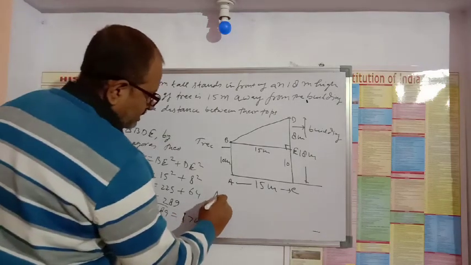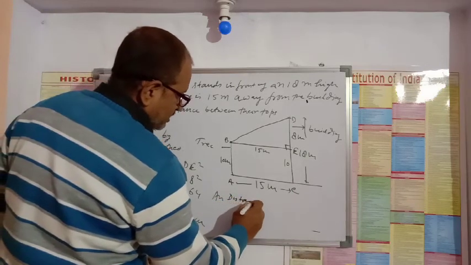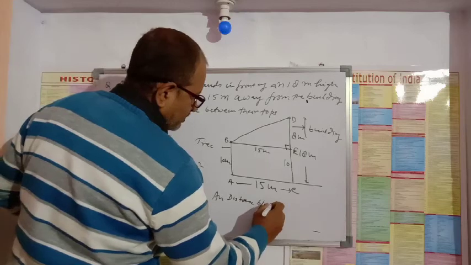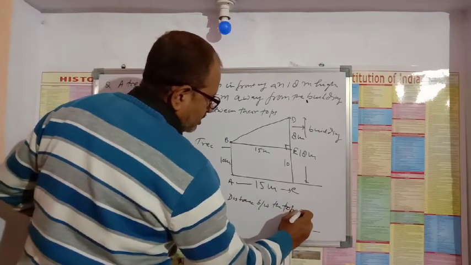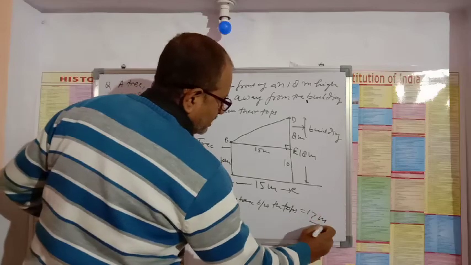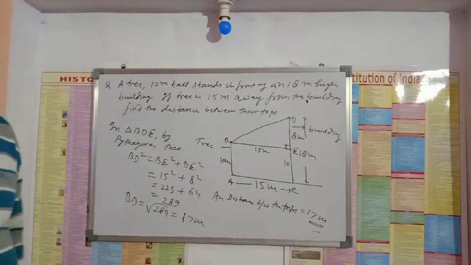So what is the answer? The distance between the tops is equal to 17 meter. So in this way we can apply the Pythagoras theorem in the problem.